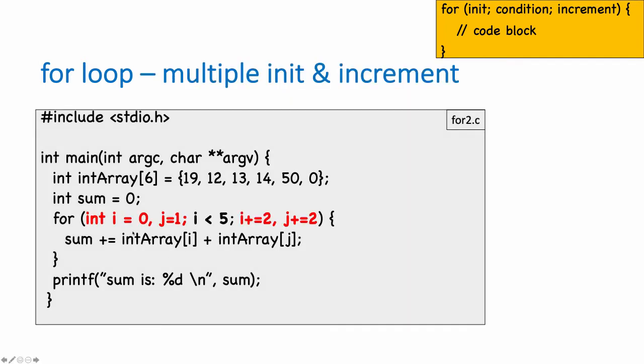Now, the nice thing about the for loop is that in the initialization phase and the increment phase, we can initialize and increment multiple values. So here I'm initializing the variables i and j, and then I'm incrementing i and j in the same place.